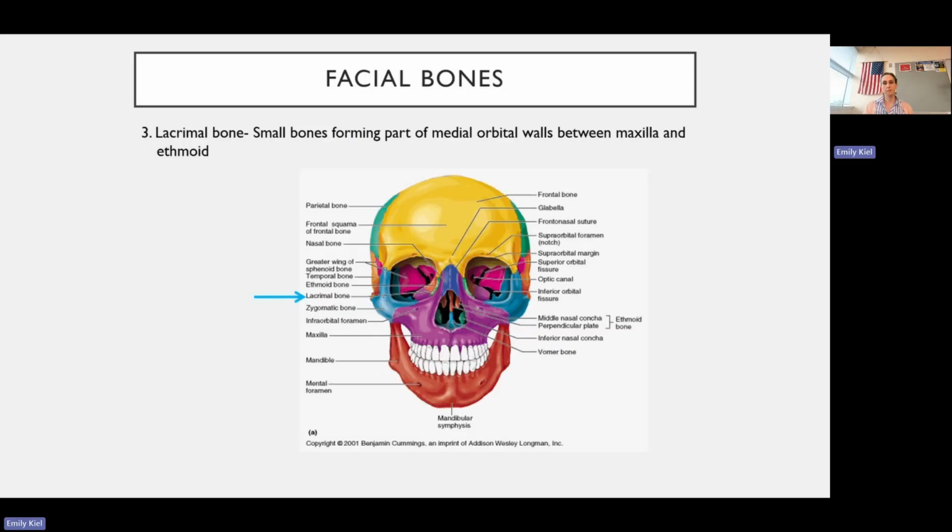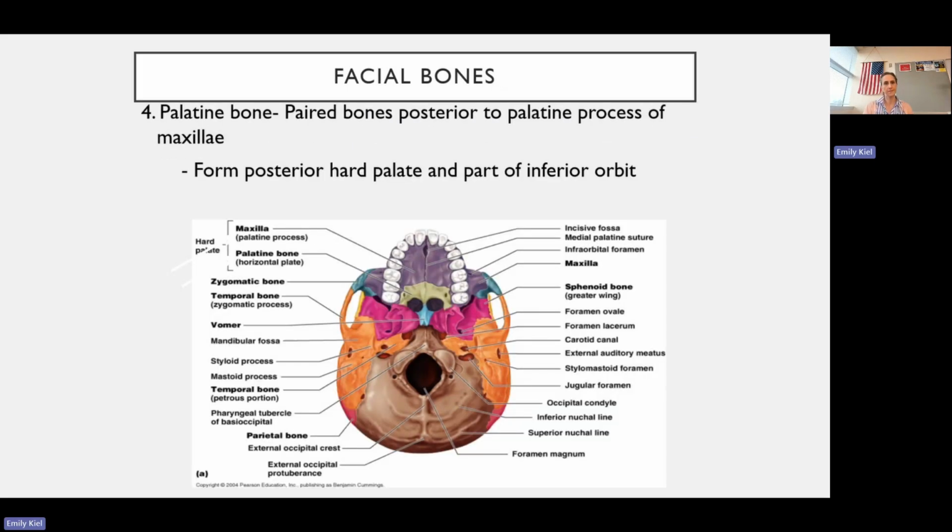Lacrimal bone, small bone, medial orbit wall between maxilla and the ethmoid. Right here, the little green one. Please note, don't learn the colors. The colors are not going to be the same on the test. If you just remember the bone is the green one, I'm sorry, you'll be disappointed. We've got the palatine bone. It's a paired bone, and it forms the posterior hard palate and is part of the inferior orbit.